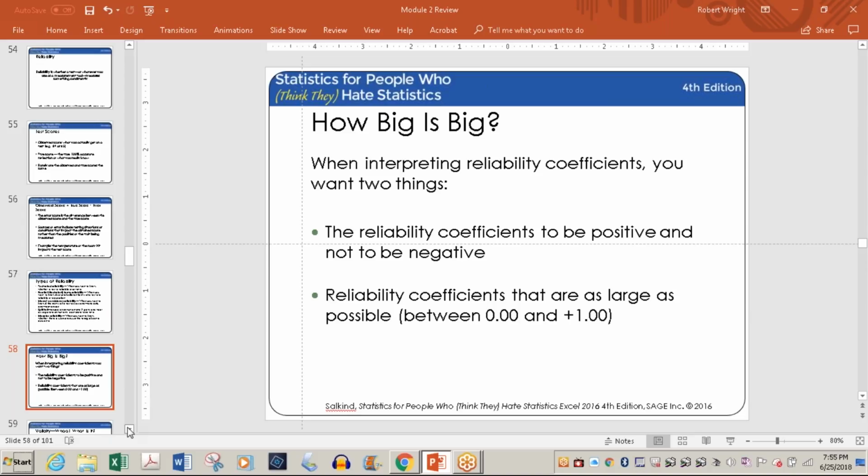When you're talking about reliability coefficients, they need to be positive, not negative. If there's negative reliability, you're back to the drawing board and doing a new test. However, reliability has a very small scale. It's from 0 to 1. They don't have to go into big numbers like some of your statistical reports.